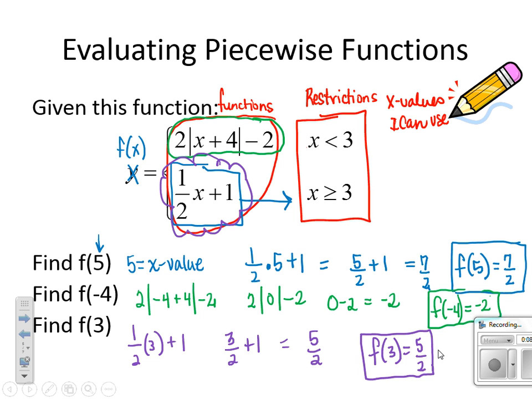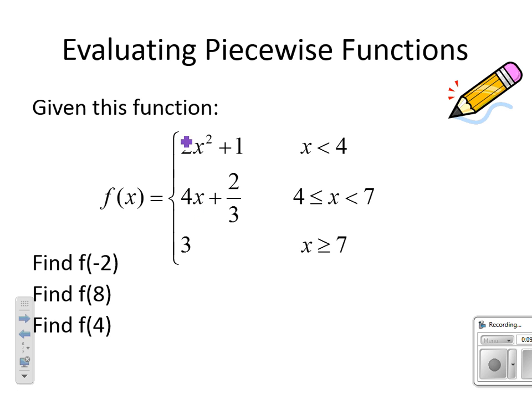So basically all I'm doing is finding my x value and where it would work in my restriction. Once I find out where it works in my restriction, that's the function I plug it into. Okay, let's try it again.